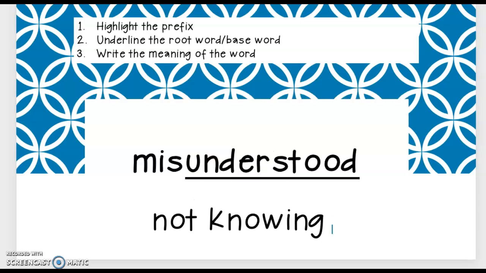Our next word is misunderstood. So we're going to highlight the prefix, which is miss. And you're going to underline the base word, which is understood. And you're going to write the meaning of the word, which is not knowing. Misunderstood means not knowing, because if you're understood, you are in a knowing situation. So miss means not knowing.